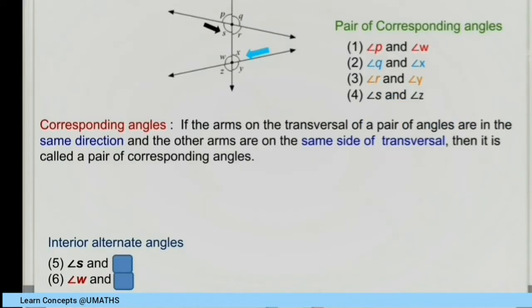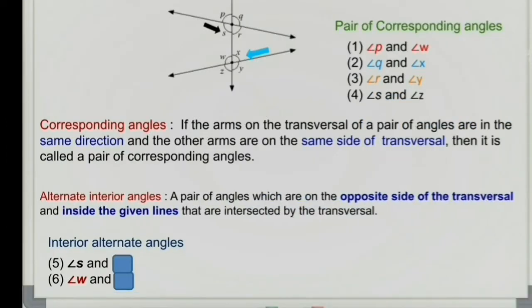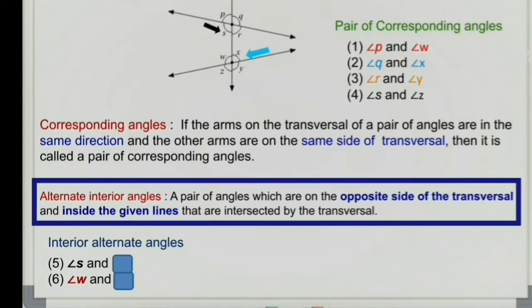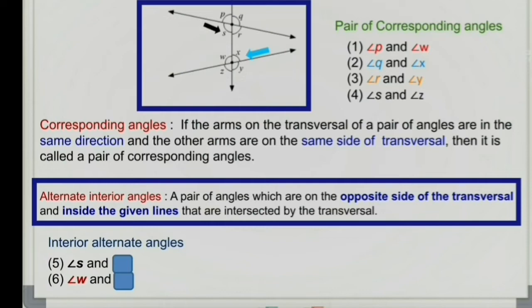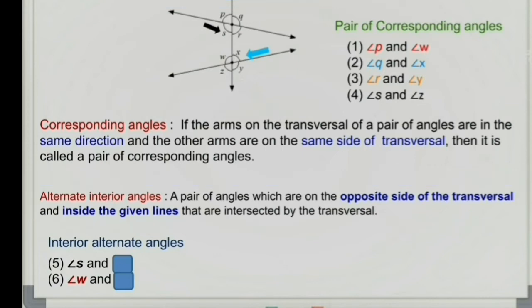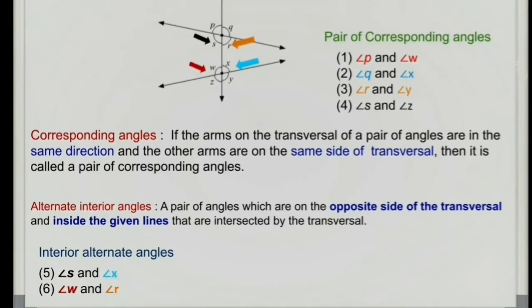Next, we have to fill in the interior alternate angles. A pair of angles which are on the opposite sides of the transversal and inside the given lines that are intersected by the transversal. Now, in our figure, angle S and angle X are interior alternate angles. They are on opposite sides of the transversal and inside the given lines, right students? So, angle W and angle R are interior alternate angles.